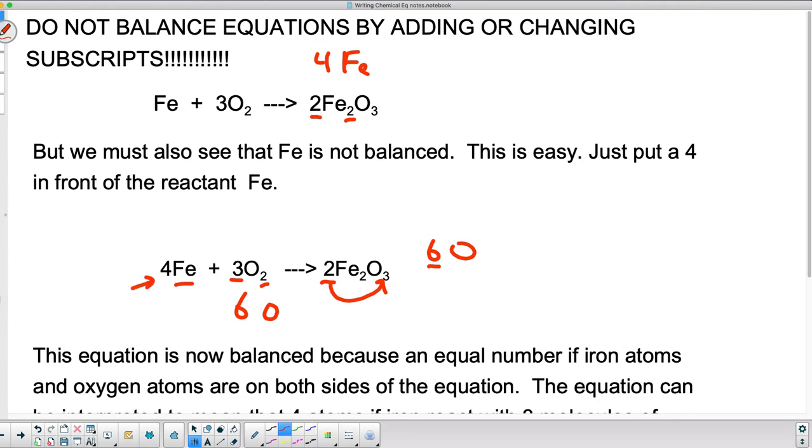So there it is. I put a 4 in front of the Fe, and now I have the Fe's balanced, because 2 times 2 gives me 4 Fe's, and then 4 is already in front of this one. And 3 times 2 is 6 oxygens, and 2 times 3 is 6 oxygens. Okay. The equation is now balanced because an equal number of iron atoms and oxygen atoms are on both sides of the equation.